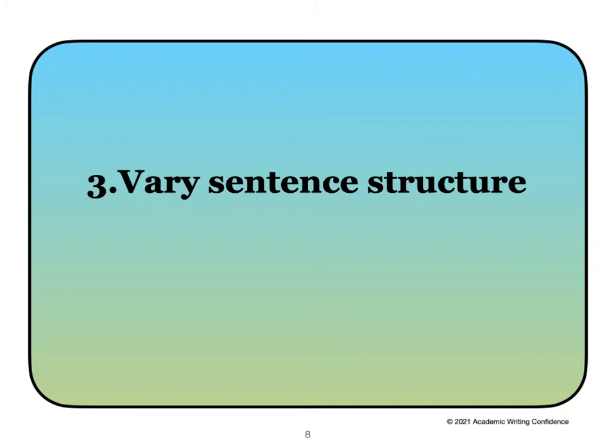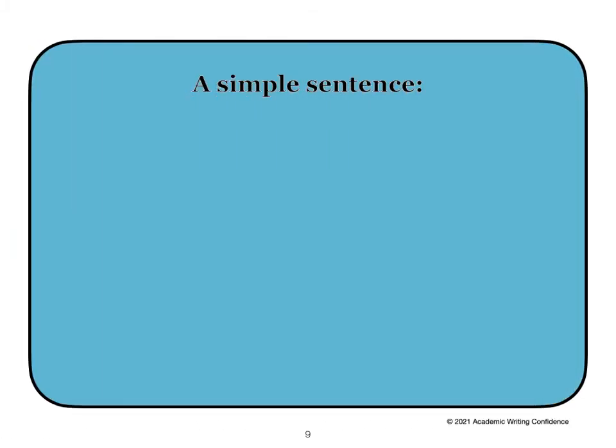Let's look at the various sentence patterns that can be used in English. The first is the simple sentence, which is very basic. For example, the sentence, the new product is expensive. This is a simple sentence. It has a subject, a verb, and an object. This is what we call an SVO sentence.